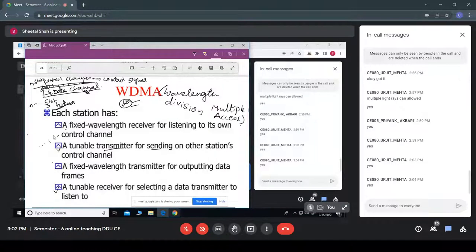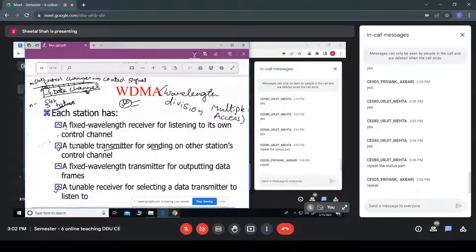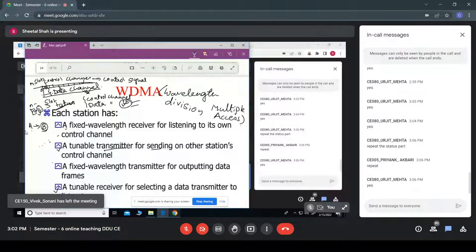Is this thing clear, or shall I repeat it once again? Now A has to send data to B. Some file has to be sent to B. For that, as I said, the data channel has N plus one slots. N slots are for data and one slot is for the status. Now A's data channel has to tune to B's data channel to get the status slot of B. The status slot of B contains the status information of the control channel, which control channel is free and which of the data channel is free. The status slot contains the information of the occupancy of this control channel as well as the data channel.